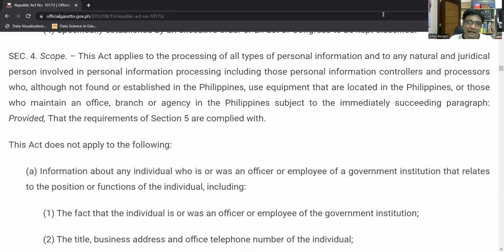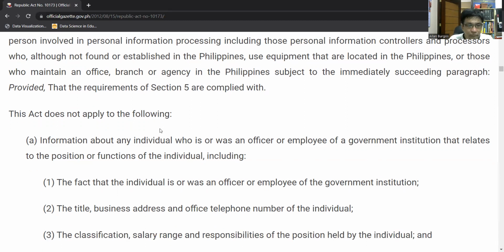Okay, scope. This act applies to the processing of all types of personal information and to any natural and juridical person involved in personal information processing, including those personal information controllers and processors who, although not found or established in the Philippines, use equipment that are located in the Philippines, or those who maintain an office, branch, or agency in the Philippines, subject to the immediately succeeding paragraph, provided that the requirements of Section 5 are complied with.